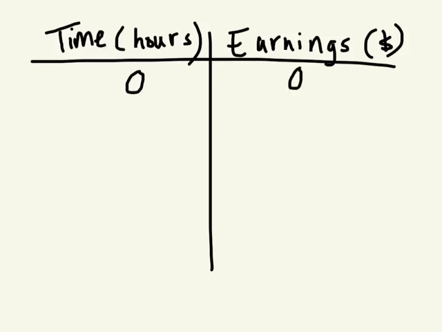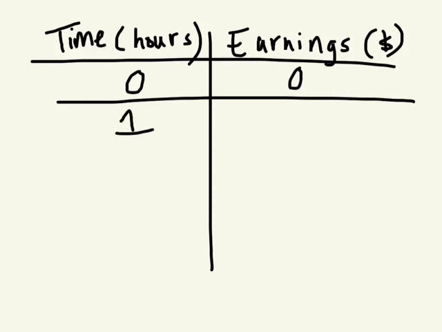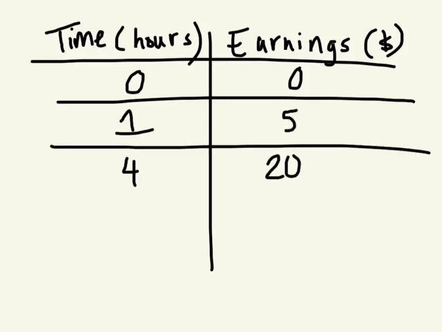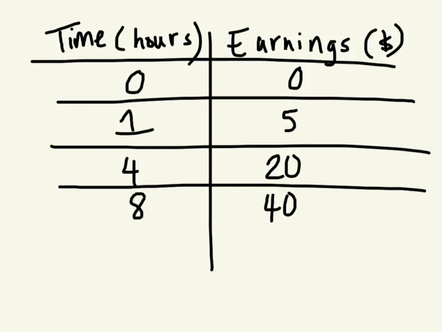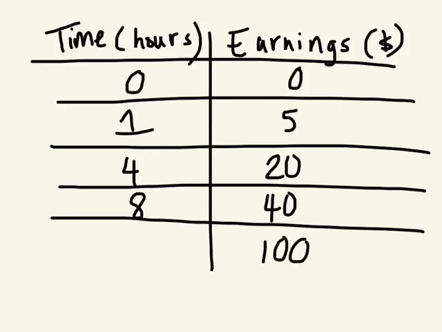Nothing. Good. If she works 1 hour, we figured out her hourly rate. What was it for 1 hour? $5. Good. Okay, in 4 hours, she earns $20. And then we also figured out that in 8 hours, she makes $40. And then we figured out if she earns $100, how many hours is she working? 20 hours. Good.